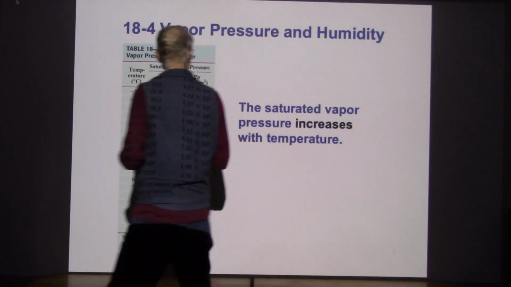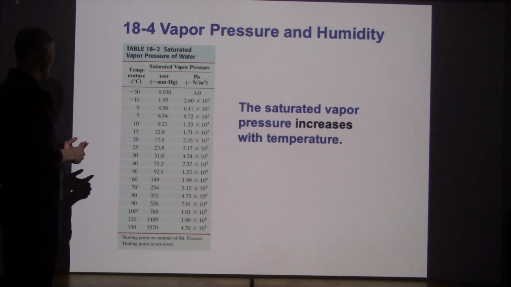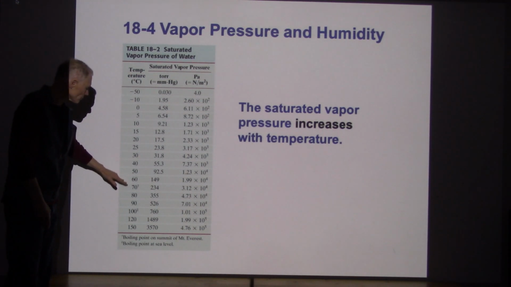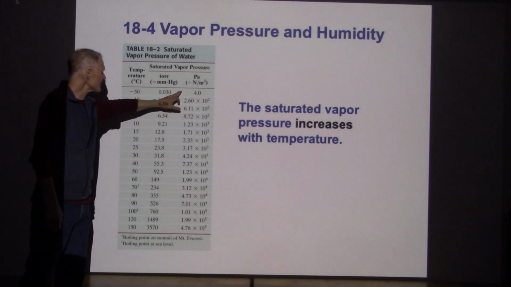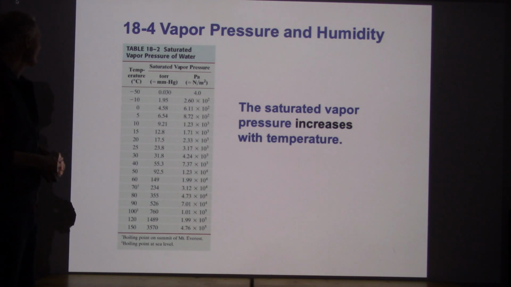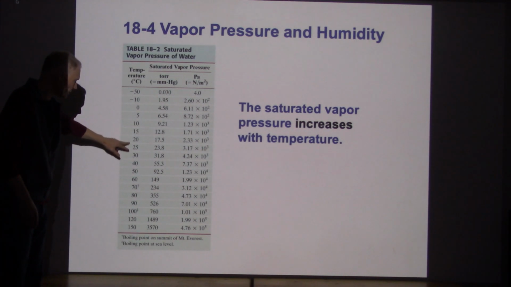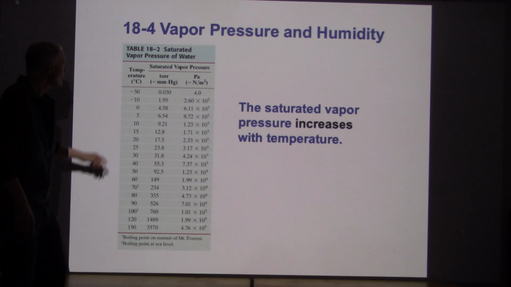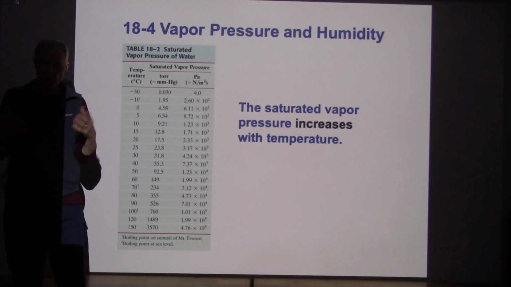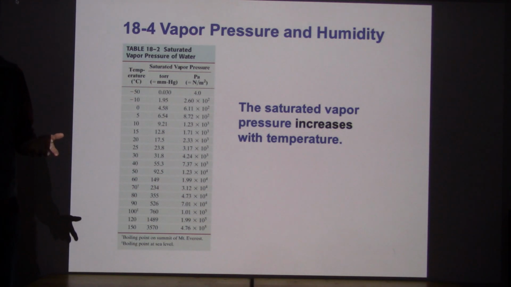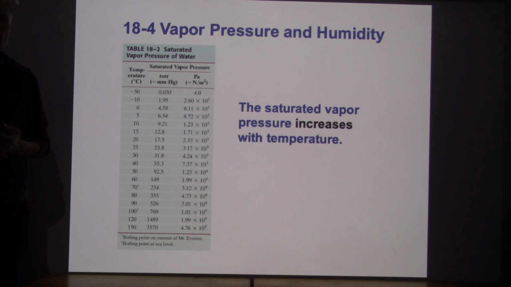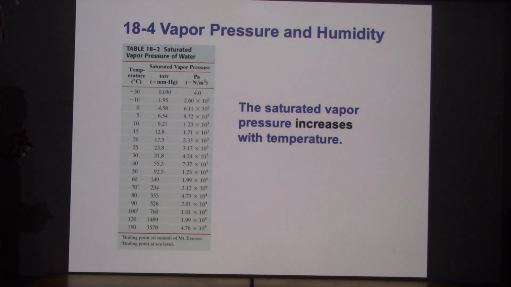So here is a vapor pressure and humidity chart. What this is showing is, for a particular temperature, how much pressure there is of the water molecules up above that liquid. And so you can see, as you go from lower temperatures to higher and higher temperatures, the vapor pressure is going up. That says that as the water molecules have more kinetic energy, it's more likely they will leave the liquid and form a vapor in equilibrium with that liquid.